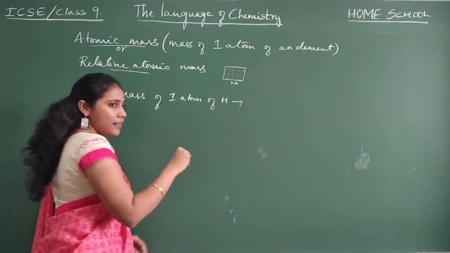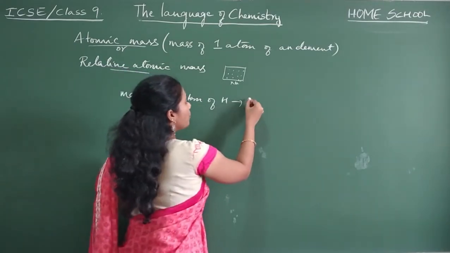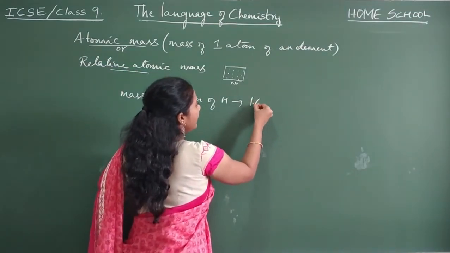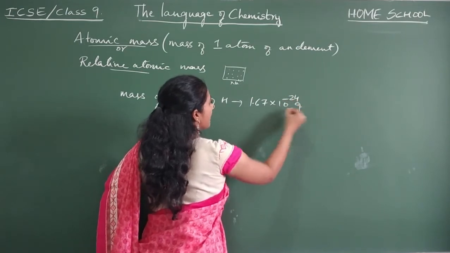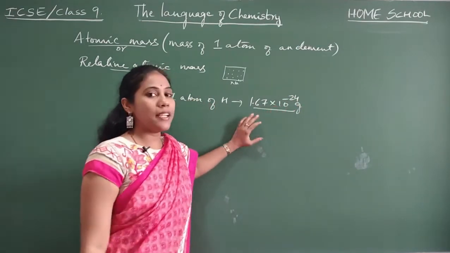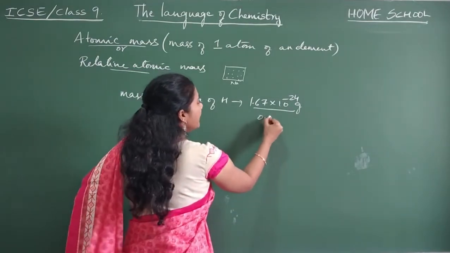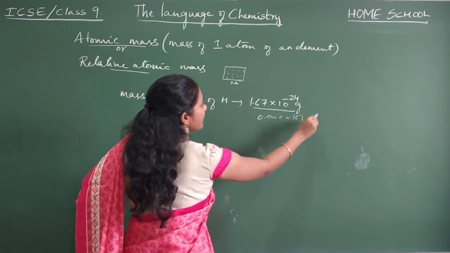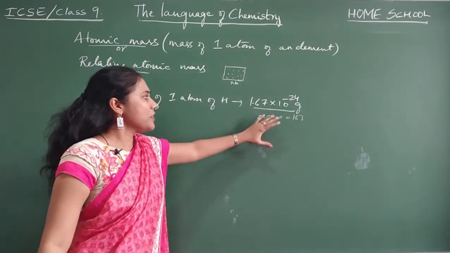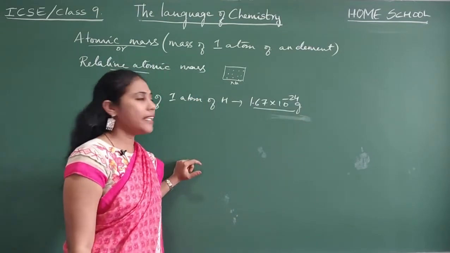They found the value as 1.67 into 10 to the power of minus 24 grams. Just see the number, guys. How small is the number? Yes or no? After 24 zeros, 167 will come. Such a small number.